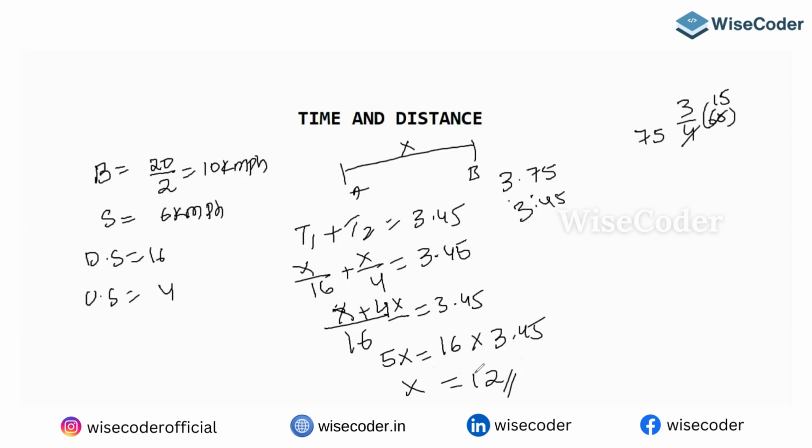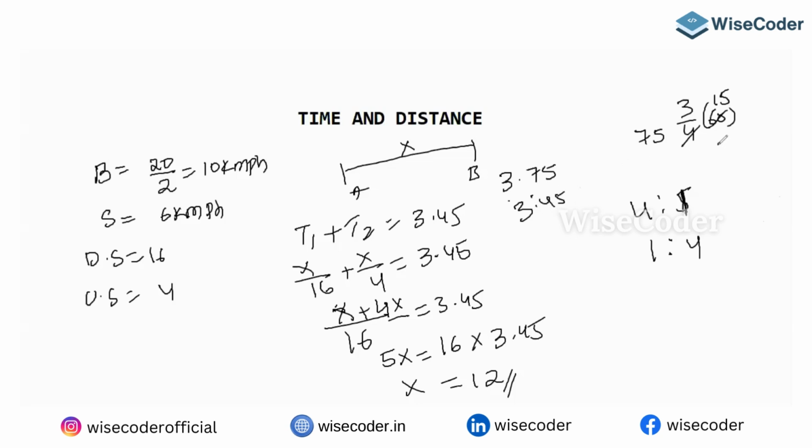Okay, what is the other way to do this? Speeds are in the ratio 4:1. Then time will be in the ratio 1:4. The time will be in the ratio 1:4, yes or no? Then split this 3 hours 45 minutes in the ratio 1:4. Then 5 parts is equal to 3 hours 45 minutes. Convert all of them into minutes.